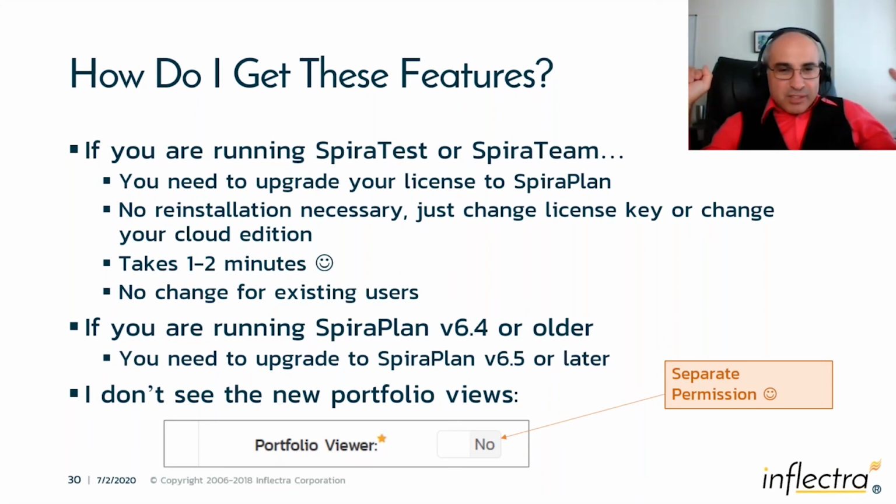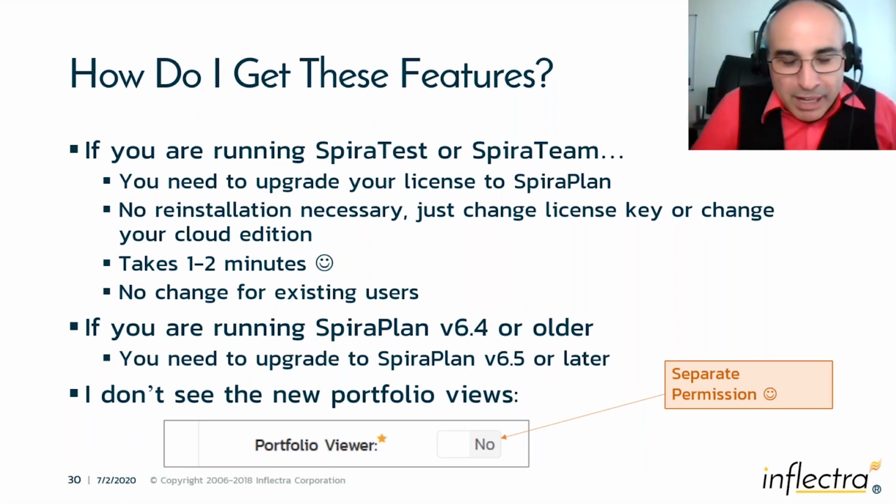For cloud licenses, it's very similar. You order the cloud upgrade from us. We make the cloud upgrade available, or you can do it self-service. If you're on a monthly plan, you can just do it yourself by changing the dropdown. It takes about a minute or two for it to update on the cloud, and then you'll be using SpiraPlan. So that's really easy. Now, if you are running SpiraPlan version 6.4 or older, or SpiraTeam or SpiraTest, for that matter, some of the things I've shown you in my screenshots won't look familiar because you don't have them yet.